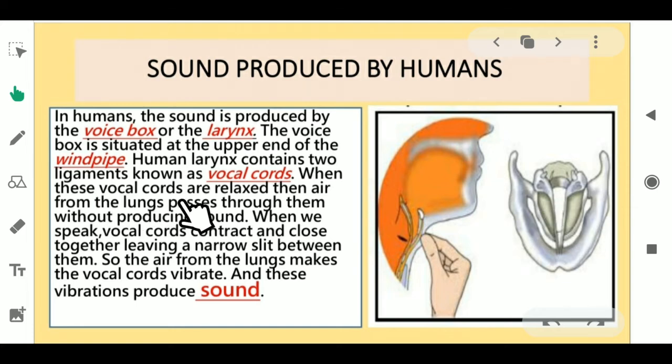When these vocal cords are relaxed, then the air from the lungs passes through them without producing sound. Because in such cases, when the muscles relax, the vocal cords become loose and thick, and a sound of low frequency is produced. Frequency means what? Frequency means the number of waves produced in a second. In the previous section we discussed that sound travels in the form of waves. Like that, the number of waves produced in a second is what we call frequency.